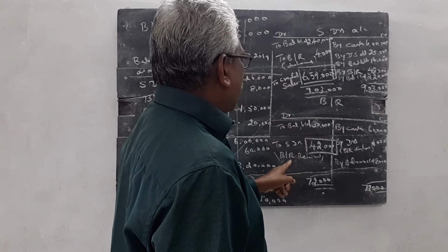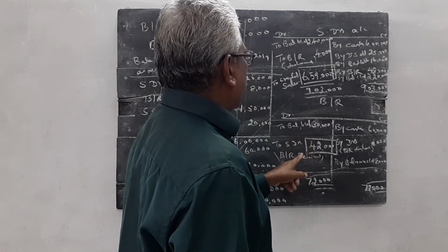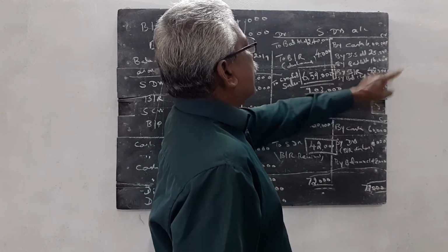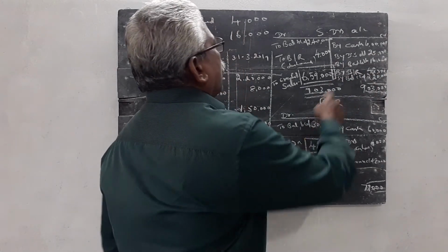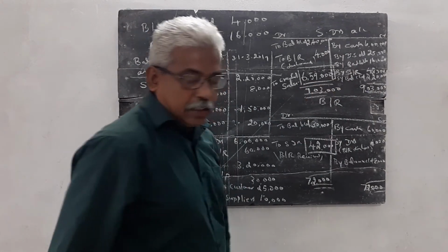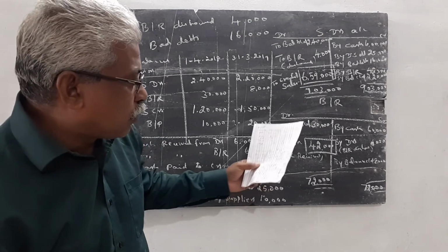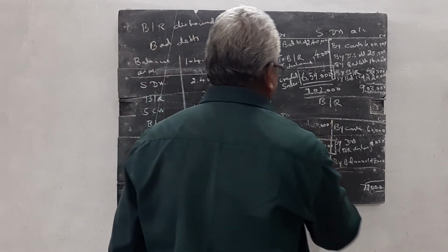Here the answer sundry debtors account 42,000. Here it comes to the debit side. So this amount is at the credit side. Then we total it and subtract it. We will get the answer 6 lakhs 59,000. So this question also sundry debtors account completed.